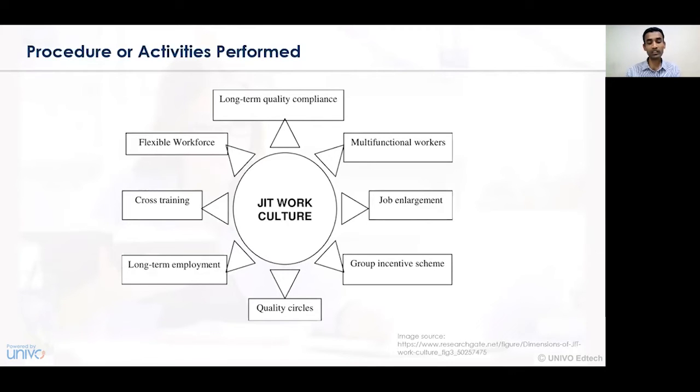The next is multifunctional workers. In an organization or in a particular department, there are different levels of management, namely low-level management, middle-level management, and top-level management. At every level of management, there are various functions that are performed. And hence, when different types of functions are performed at every level, we have multifunctional workers operating their activities. When we have a multifunctional organization, the usage of inventory or material at all levels is completely different.